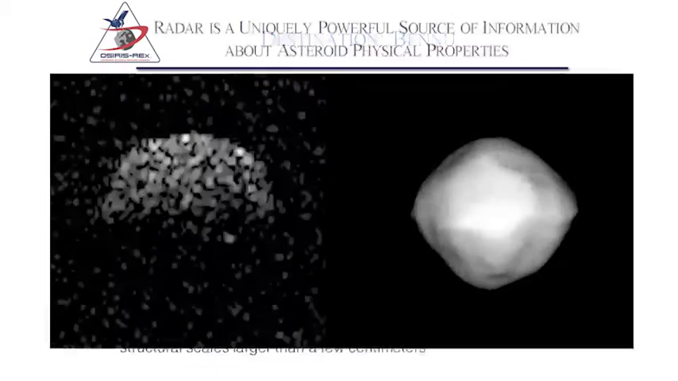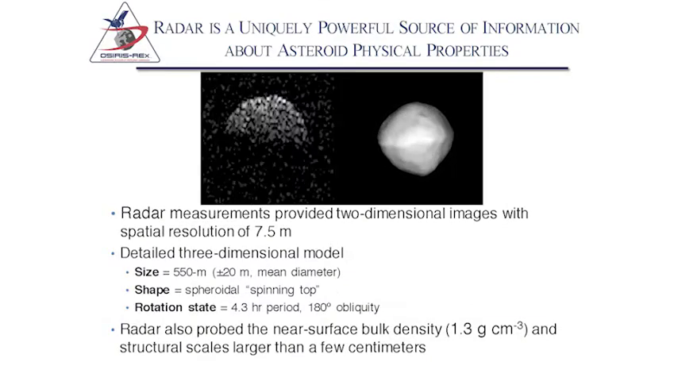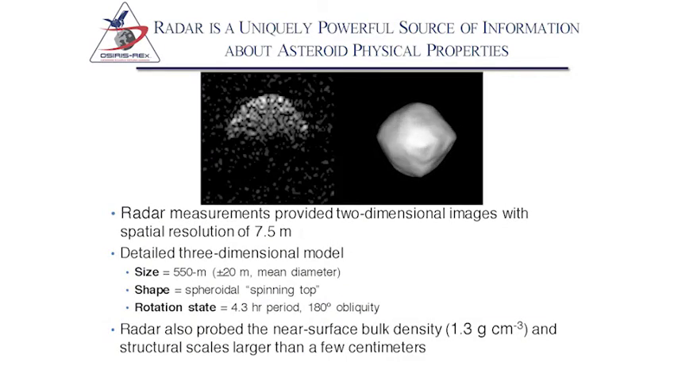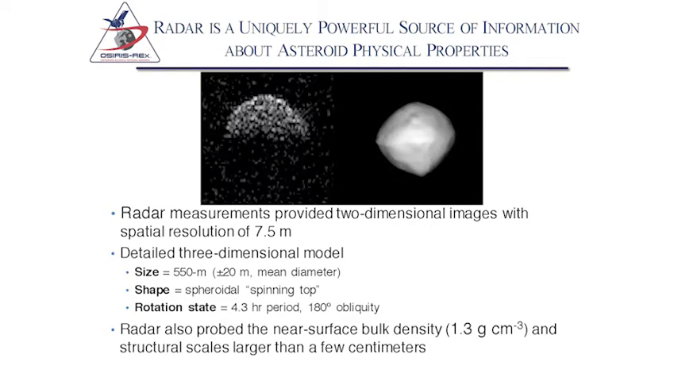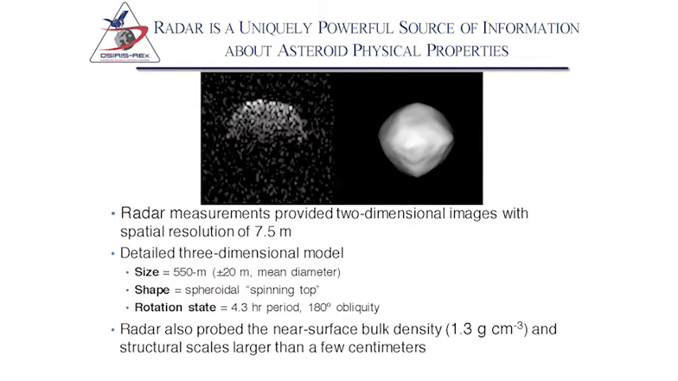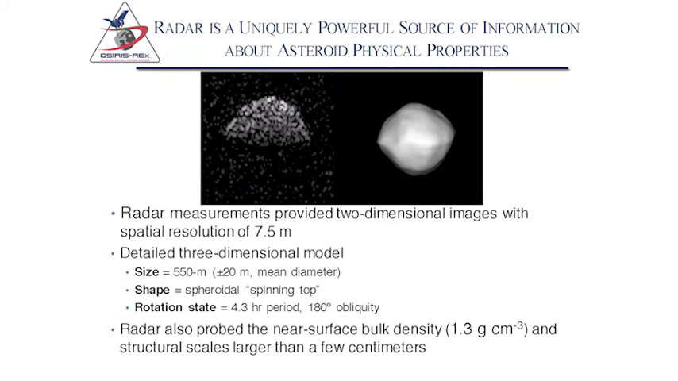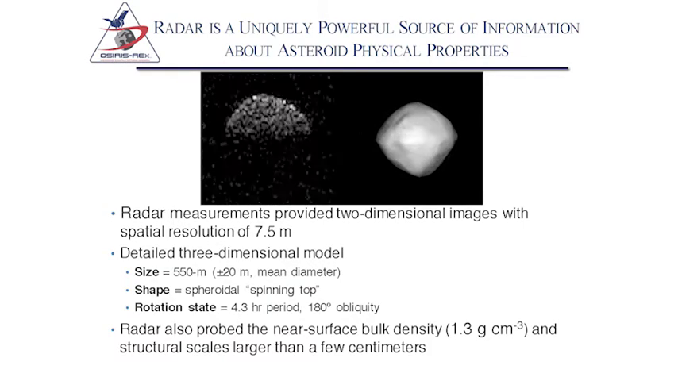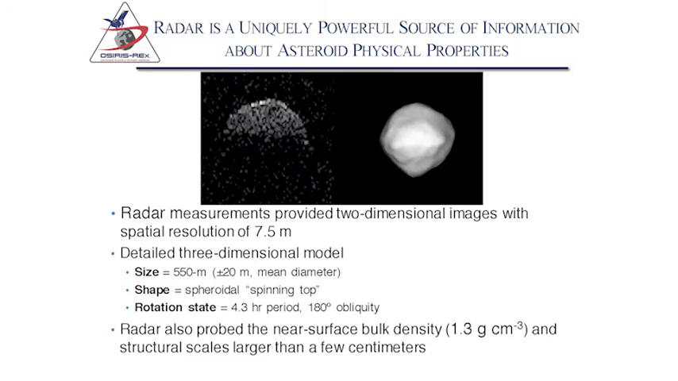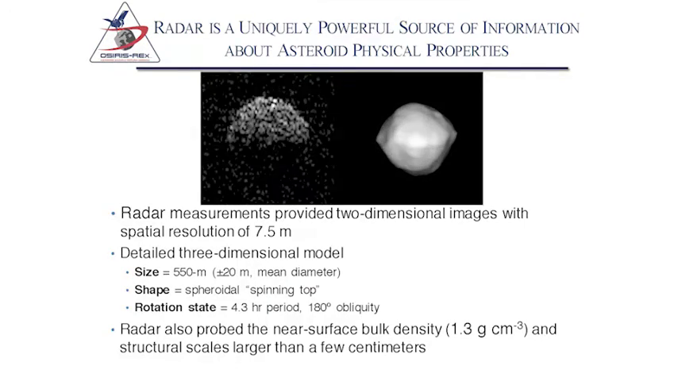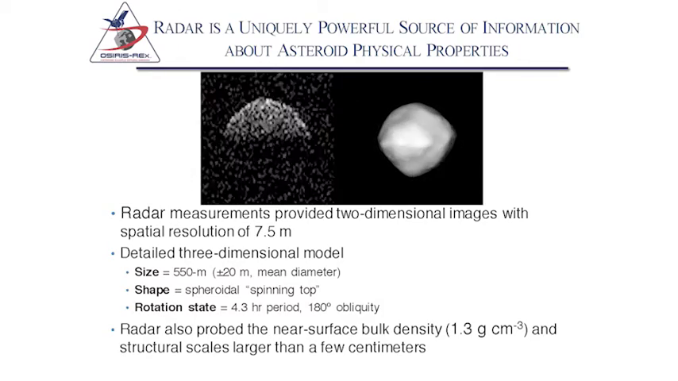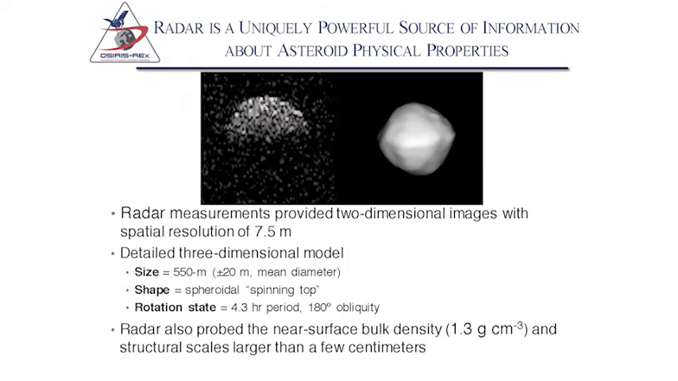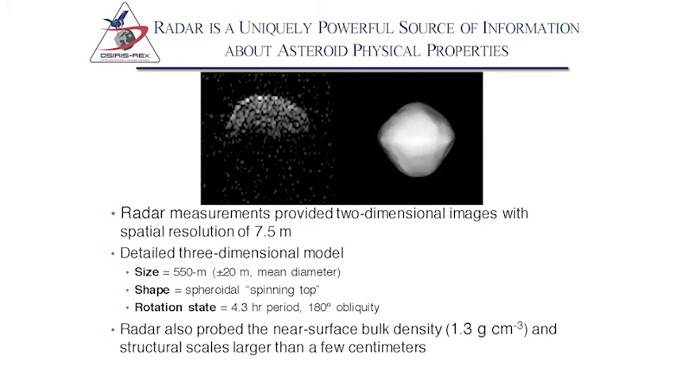So BENNU is about 500 meters in diameter, so it's a rather small object, half a kilometer. It is roughly spheroidal, sort of like a top. Makes it very different than some asteroids people might be familiar with, like Eros, which is shaped kind of like a big potato. And its rotation rate is about 4.3 hours. So a day on BENNU is only 4.3 Earth hours. So it's rotating reasonably quickly.